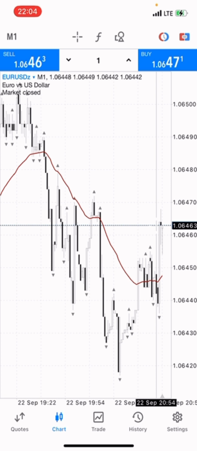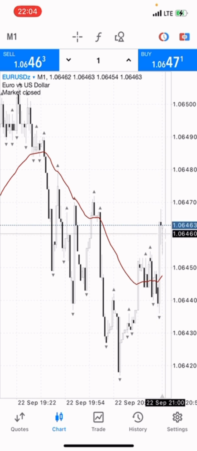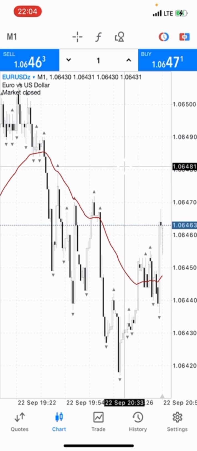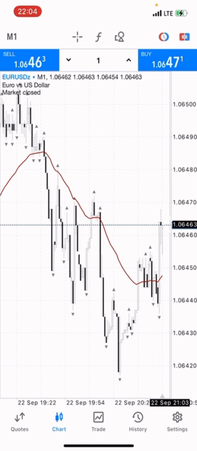For example, if the volume of buyers is above the volume of sellers in this Euro USD, and plenty of people are buying this market, this implies that this currency here is supposed to be going up.